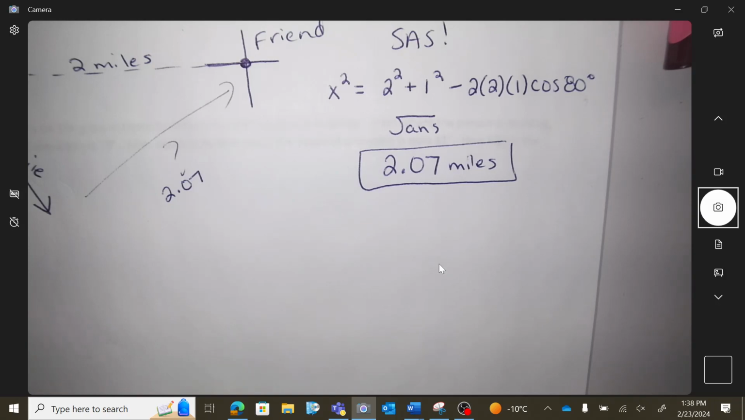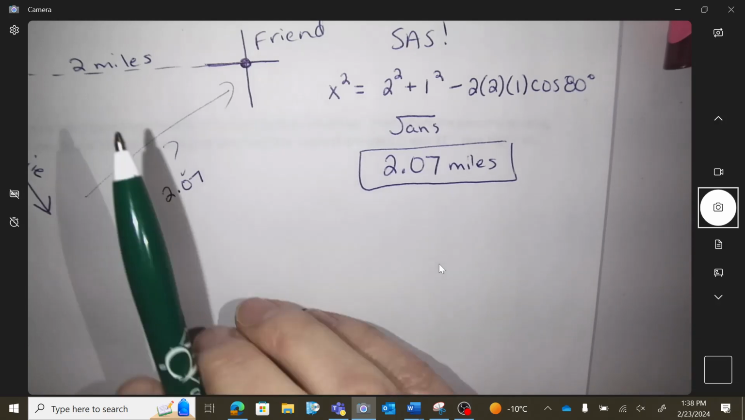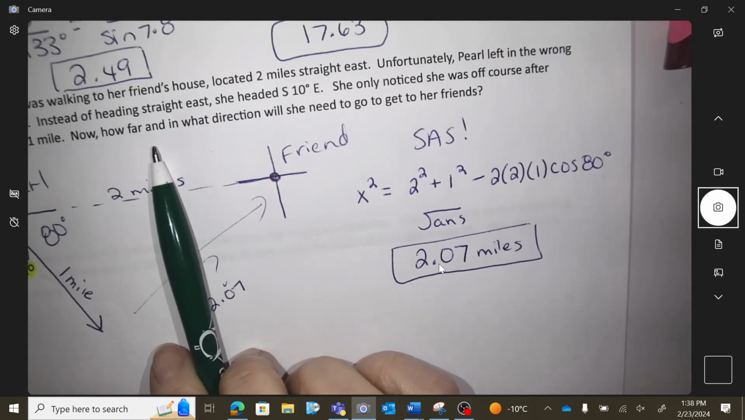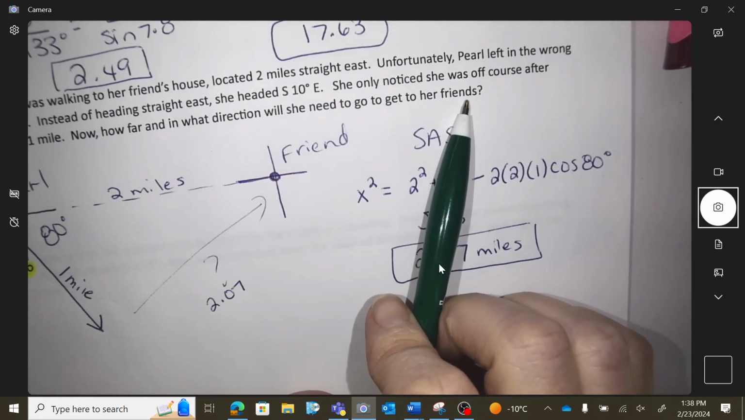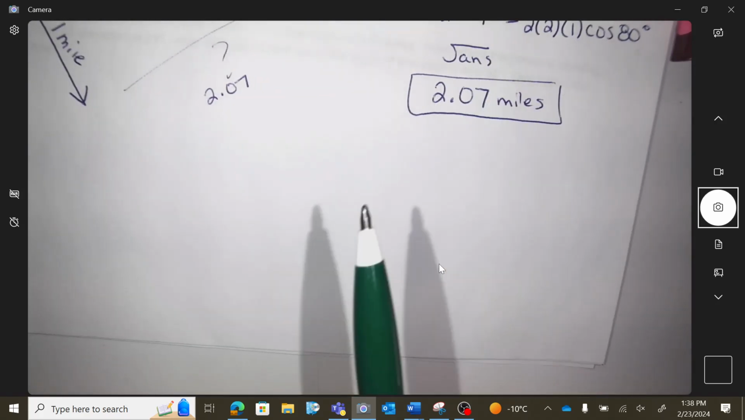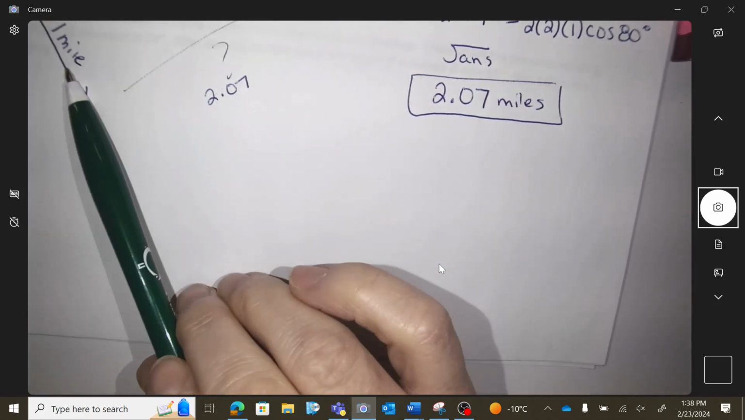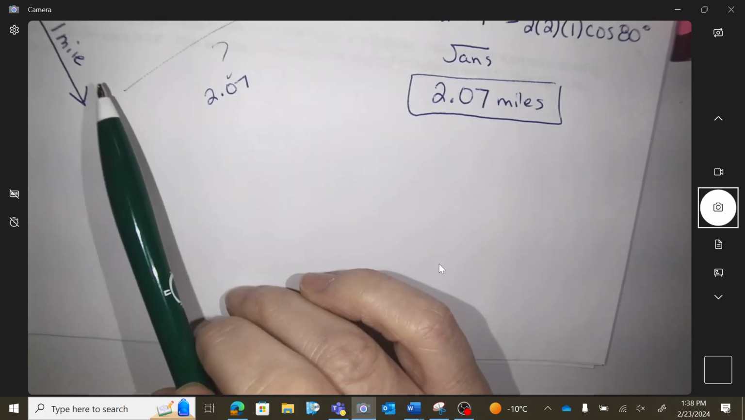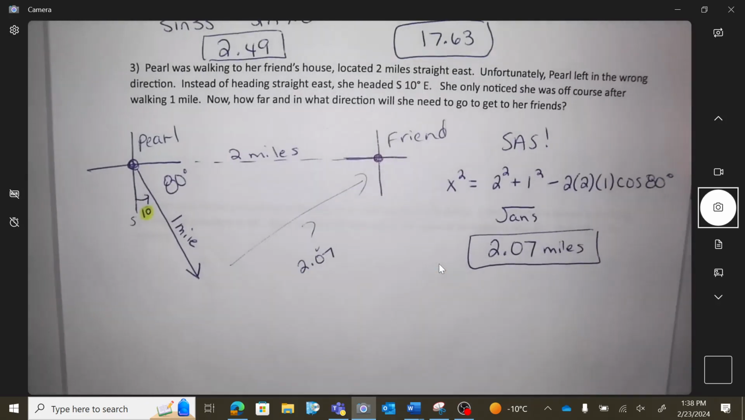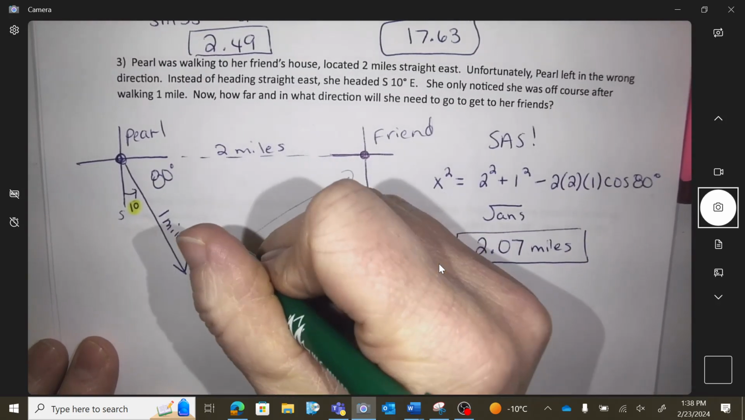0.07 was my answer on that one. No? I pressed the wrong button. Okay, that's how far, that was the question. What direction is she going to have to travel? So I would like to know what's going on with the angle in this corner now. Okay, I want to know this angle down here.